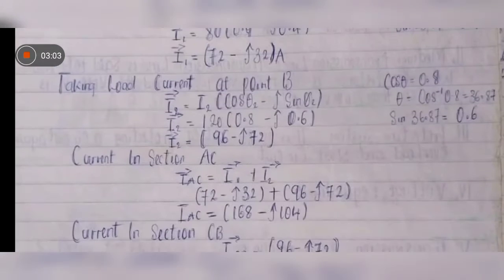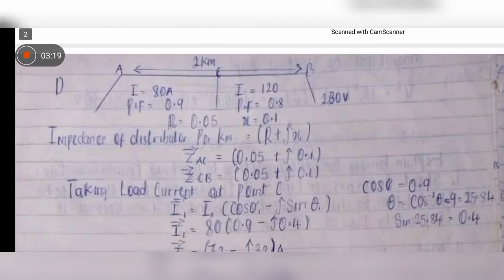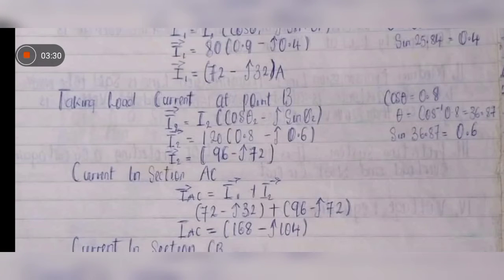Now, taking the load current at point B, we have I2, and the load at point C first, we have I1. So at point C, we have current I1. At point B, we have current I2. This is point C having I1, and this is point B having I2. So now we're going to calculate it. The way we calculate it is I1 into bracket cos theta 1 minus j sin theta 1. For I2, we say I2 into bracket cos theta 2 minus j sin theta 2, for the load current at point B and the load current at section point A.